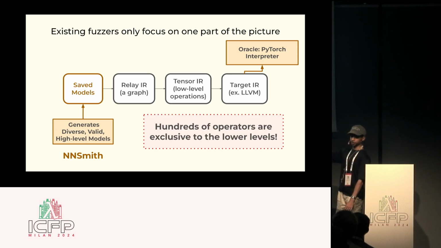One of these is called NN-Smith. This works at the highest level, generating machine learning models at the very top level, something you would get directly out of TensorFlow or PyTorch. But the issue here is that hundreds of the operators that TVM uses are exclusive to the low level. This is like trying to debug LLVM, but you can only generate 1,000 line C programs to debug it. So let's try a different approach.